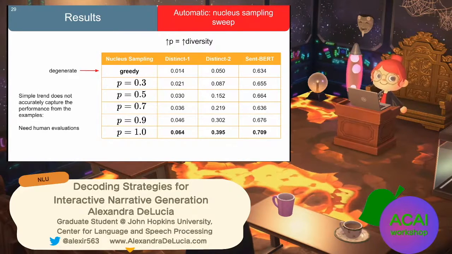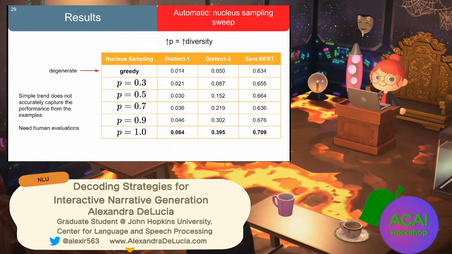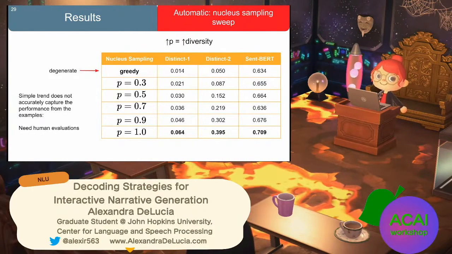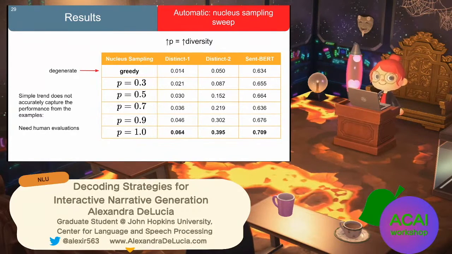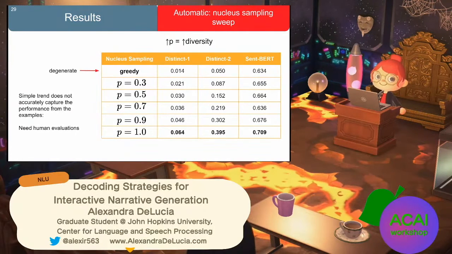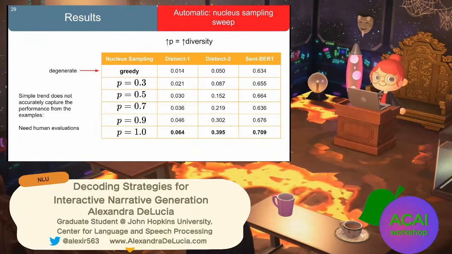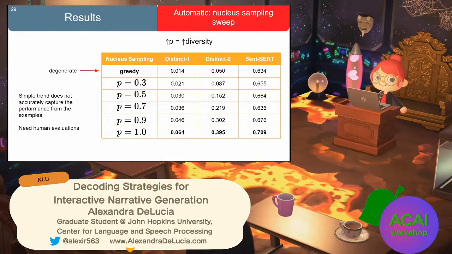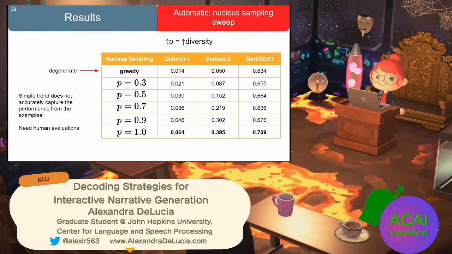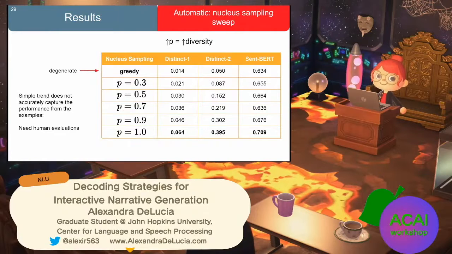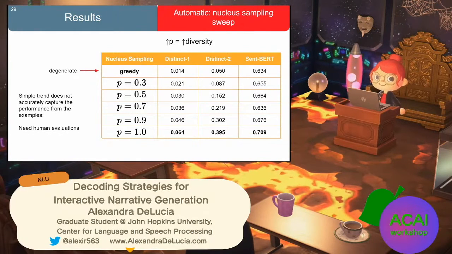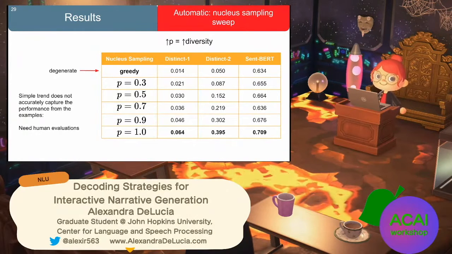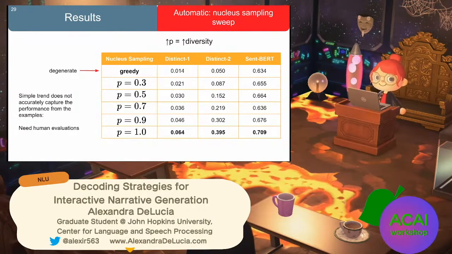So even though p equals 1 is more diverse according to the automatic evaluation, p equals 0.9 was also very good, and p equals 0.7 was also good. So it seems that these automatic evaluations for diversity can only be used as a guideline to maybe pick out the ones that are obviously very bad or degenerate, such as greedy. But other than that, we're still going to need to mostly depend on human evaluation.